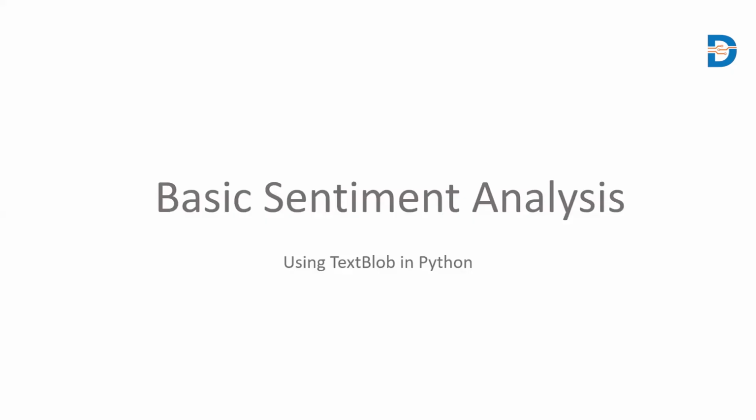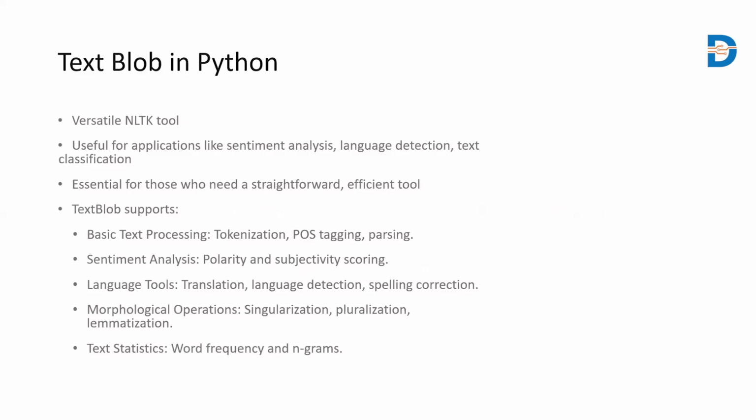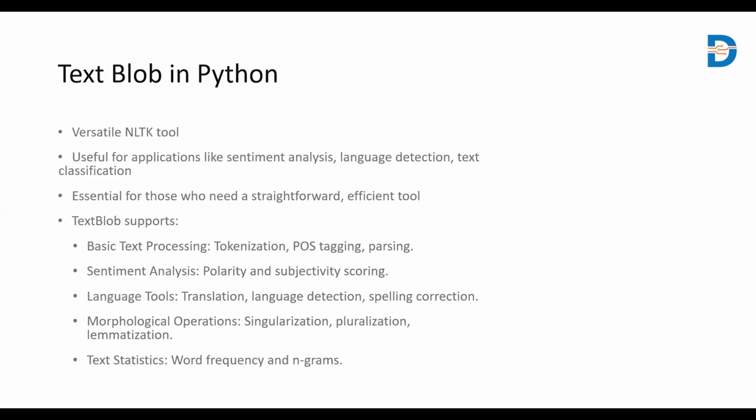Hi everyone. Today let us talk about basic sentiment analysis using a library called TextBlob in Python. All right. So TextBlob is a very simple yet very versatile NLP tool. Usually TextBlob is majorly used for sentiment analysis, but it can do many other functions also. It is a versatile tool for a variety of NLP tasks, natural language processing tasks.